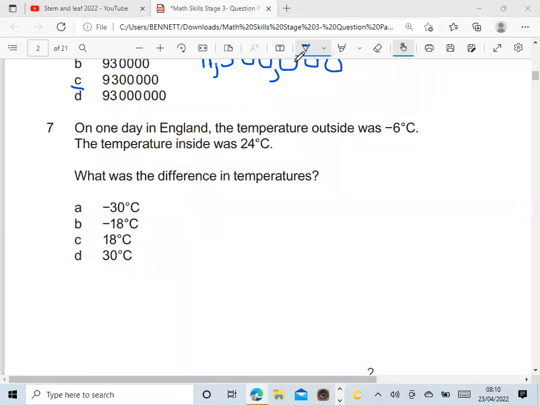Sir, 18 degrees Celsius. C. You got 18. All right. Everyone agree with that?